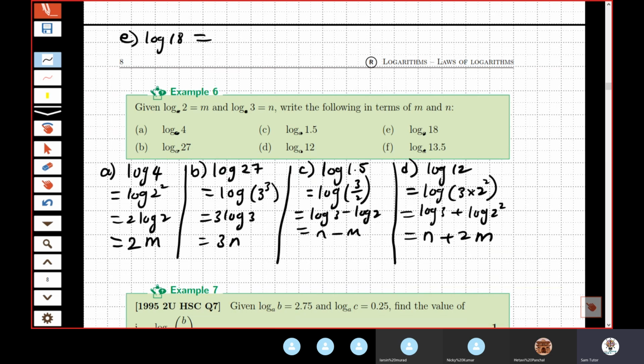12. 12 is 3 times 4. But 4 is 2 squared. I just thought of writing it like that. So you guys understand you want to use more 2s and 3s than 4, let's say. So 3 times 2 squared is 12. What do you do when you multiply? Add. Yeah, plus. That's it. Adding your logs, and then log 3 plus log 2 squared. What's log 2 squared? Well, 2m, and then log 3 is n.